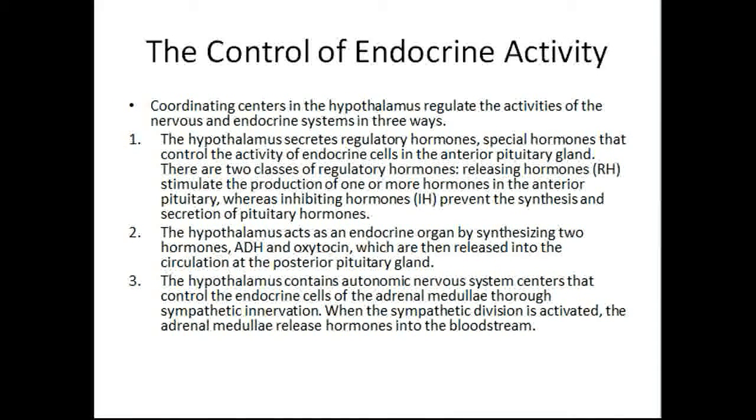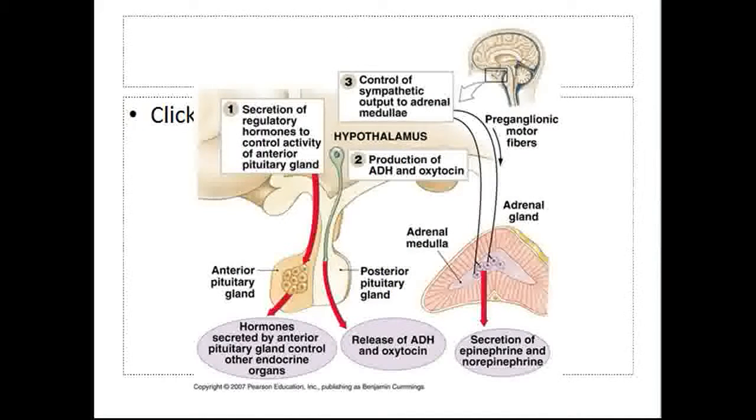The hypothalamus contains autonomic nervous system centers that control the endocrine cells of the adrenal medullae through sympathetic innervation when the sympathetic division is activated. The adrenal medullae release hormones into the bloodstream. And then you can see all of that here, which is the three mechanisms of hypothalamic control over endocrine organs. And that concludes this video.